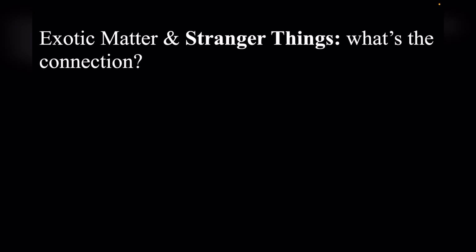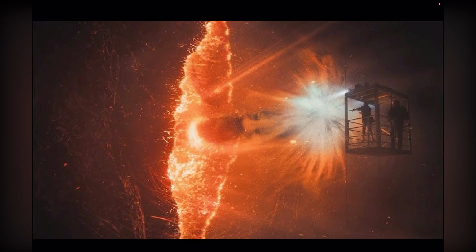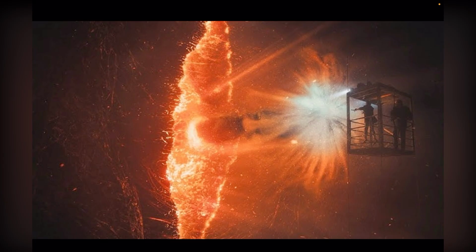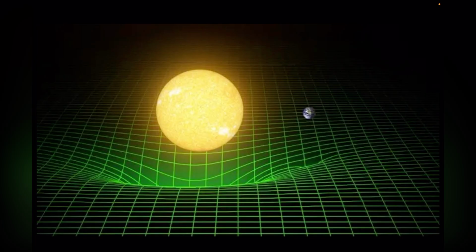Exotic matter and Stranger Things. What is the connection? In Stranger Things, the Upside Down is accessed through a gate, a tear in reality that connects to different regions of space. Visually, this looks like a tunnel punctured through space-time. While the show is fictional, the idea of space-time bending and stretching comes straight from physics.